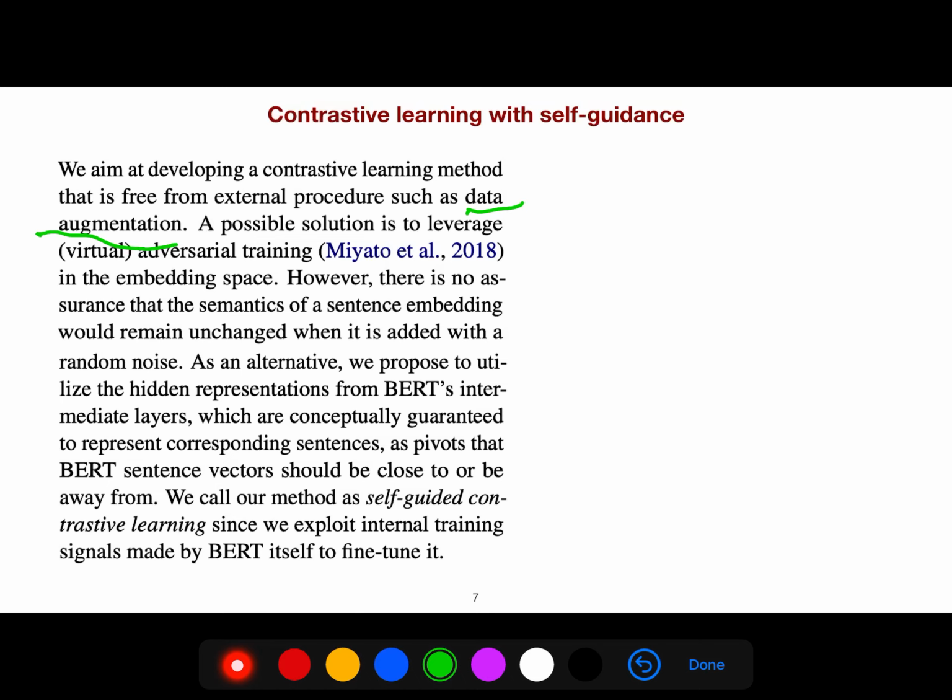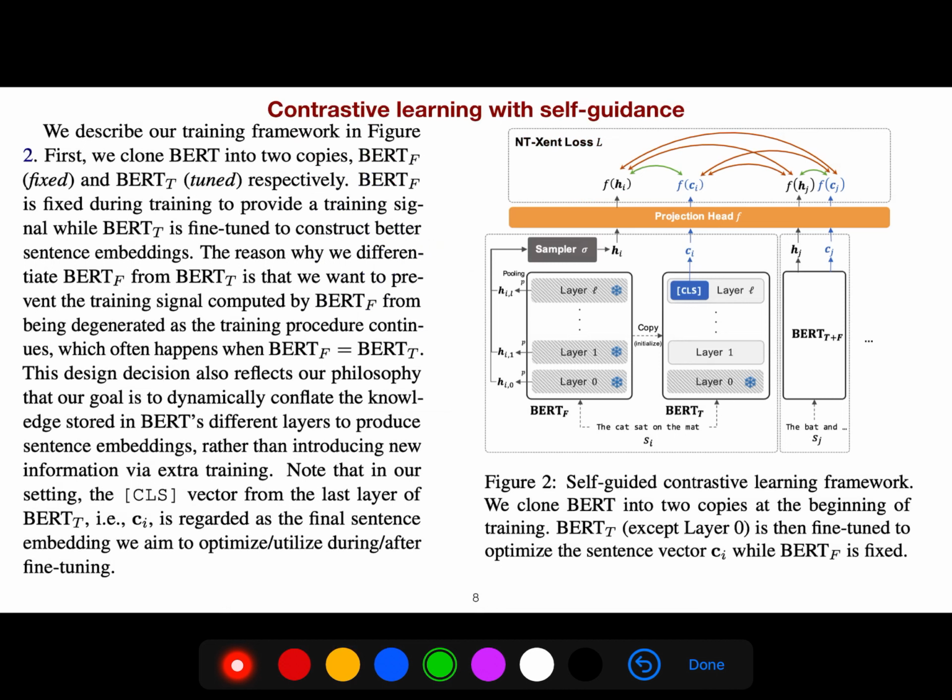However, there is no assurance that the semantics of a sentence embedding would remain unchanged when it is added with random noise. As an alternative, we propose to utilize the hidden representations from BERT intermediate layers, which are conceptually guaranteed to represent the corresponding sentences. So we have two BERTs, one of them is fixed, the other one you're training. We don't want that to move very far away from the fixed one. It's in line with the approach of continual learning, that we don't want to lose whatever we have learned.